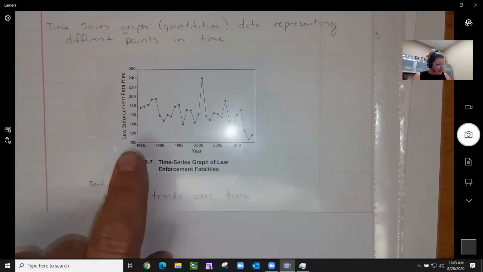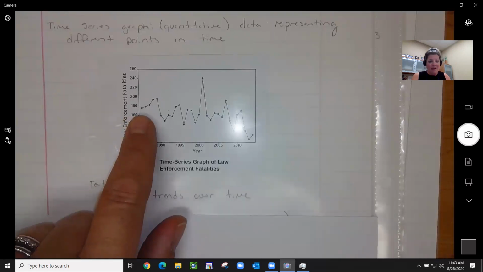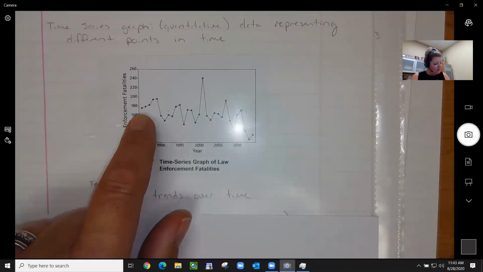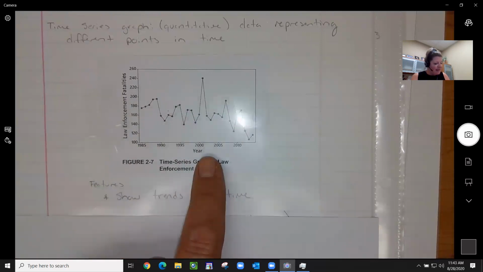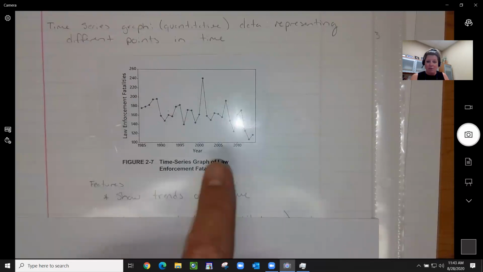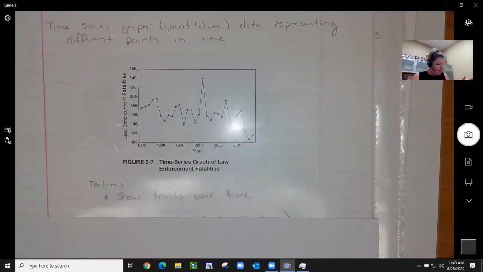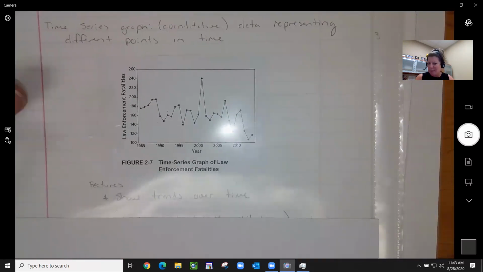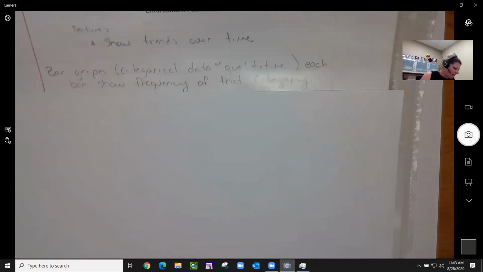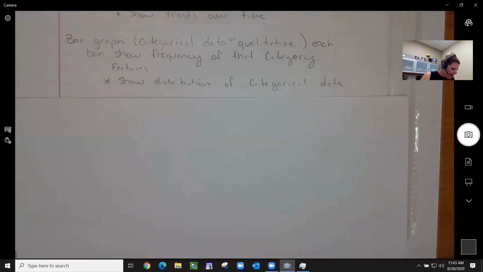But basically, like in 1985, there were so many deaths of law enforcement officers and so forth. Man, look, there was a big spike, and it looks like 2002, maybe. I don't know if this data is real, but there you go. So you should know the name of that, and you should be able to read the data off of that graph.